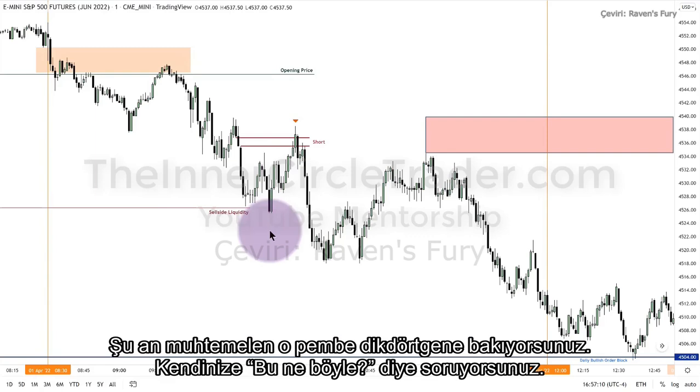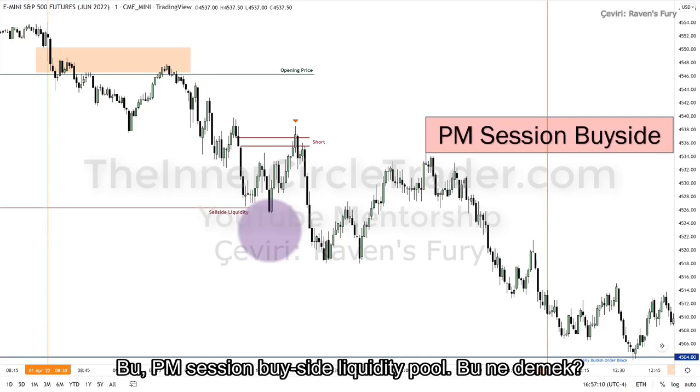Now you're probably looking at that pink rectangle asking yourself, what the heck is that? Well, that is the PM session buy side liquidity pool. What does that mean?